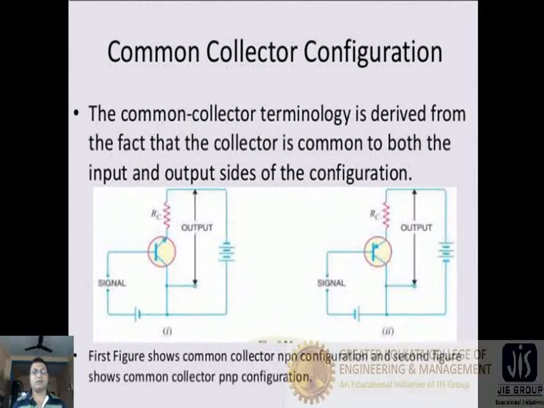Now we are going to discuss the common collector configuration. The common collector terminology is derived from the fact that the collector is common to both the input and the output side of the configuration. In case of the common collector configuration, the collector terminal is common for both the PNP and NPN transistor. It is the NPN transistor and here it is the PNP transistor. In both of the transistors, the collector terminal is common to both input and output. Another thing, the emitter base junction should be in forward bias and the collector base junction should be in reverse bias to get proper transistor action. So in this way the common collector configuration can be made.